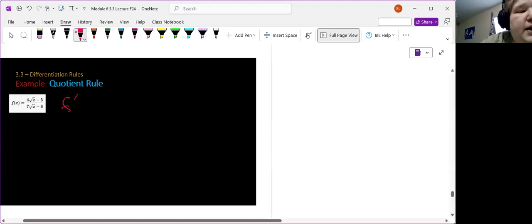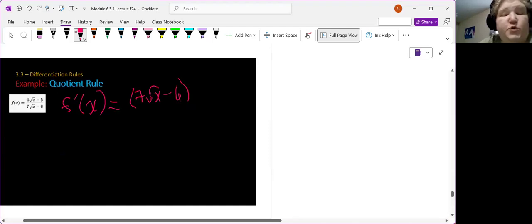So f prime of x, low d high, so low, 7 square root of x minus 6 times the derivative of high. We'll have the 4 times, and then x to the 1/2, bring down the power, 1/2 x to the 1/2 minus 1 becomes negative 1/2.